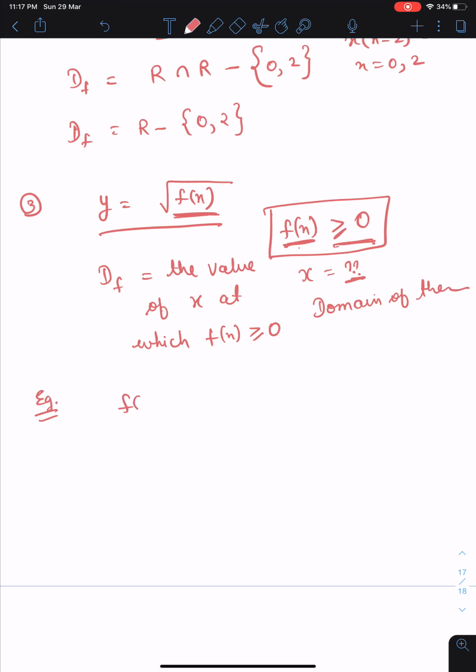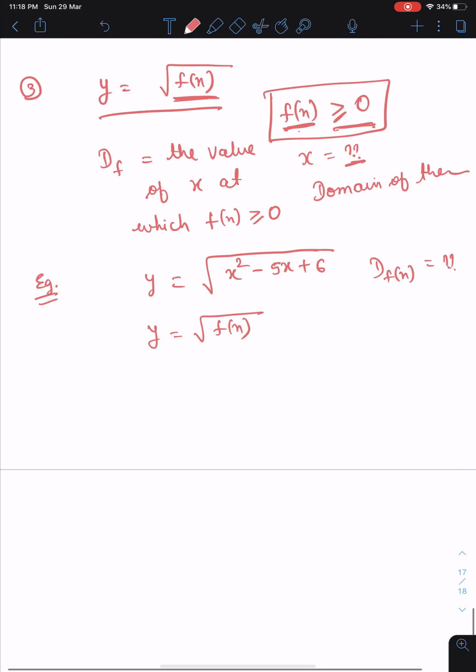Let's say f(x) is equal to under root x square minus 5x plus 6. Let's say this is your question, and you just have to find the domain of f(x). Now I hope you understand that this is your function, y is equal to this. This is a kind of function y is equal to under root f(x).